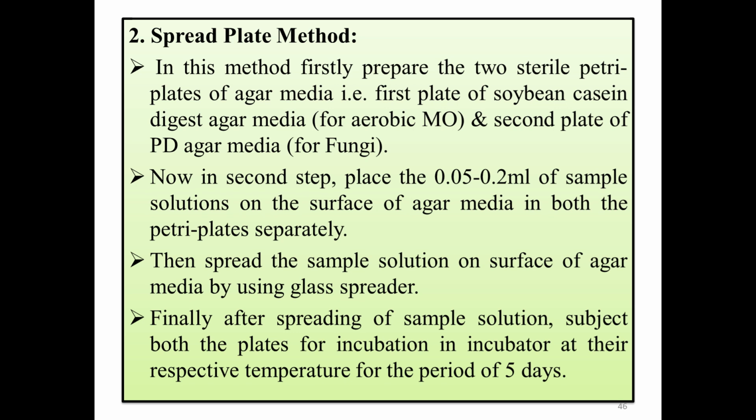So in this we have to take 0.05 to 0.2 ml of sample solution. This sample solution will be placed on the surface of both petri plates. Means what we did in the previous method, we took 10 ml of each sample and filtered it through the membrane. In this method, we are going to take the sample in the range of 0.05 to 0.2 ml.